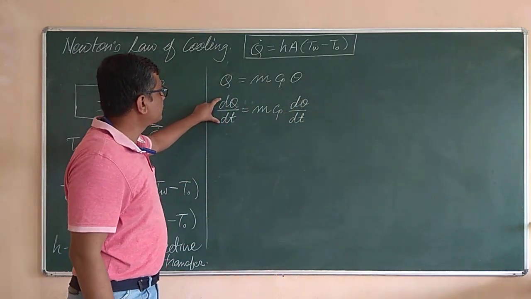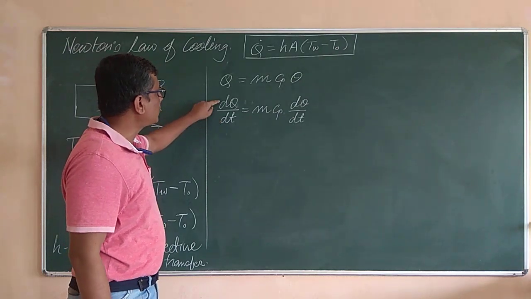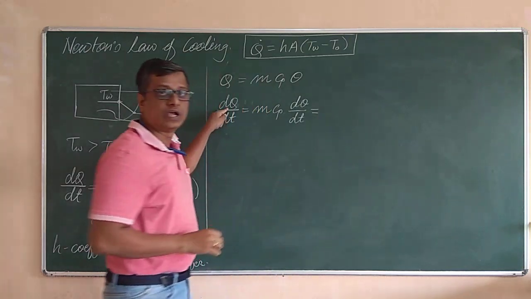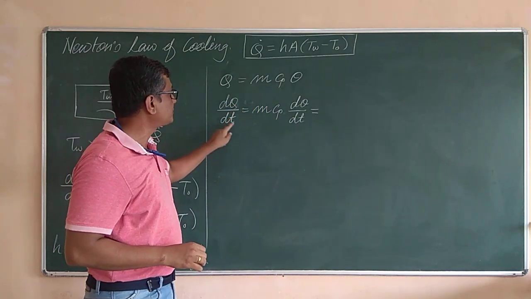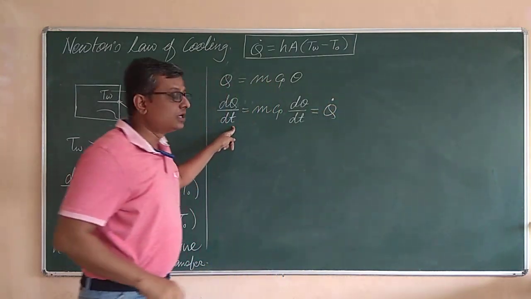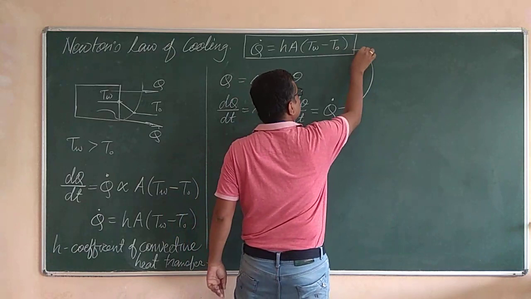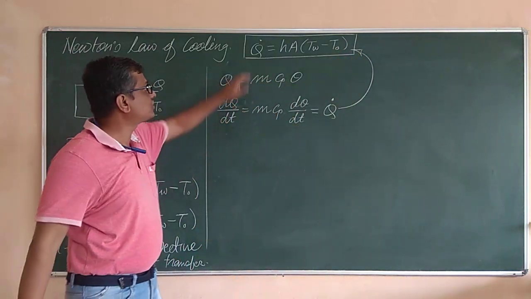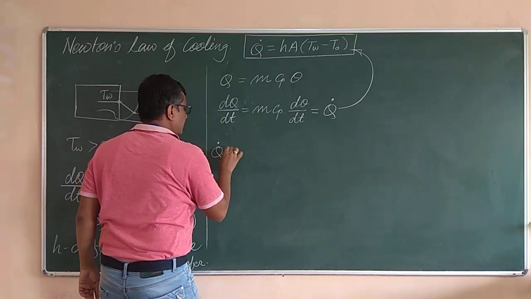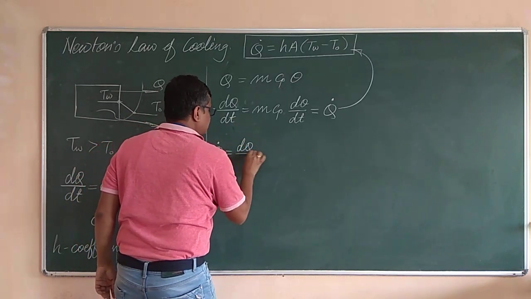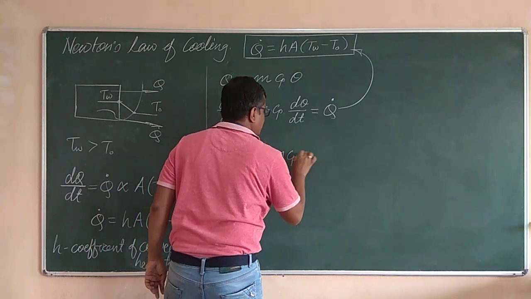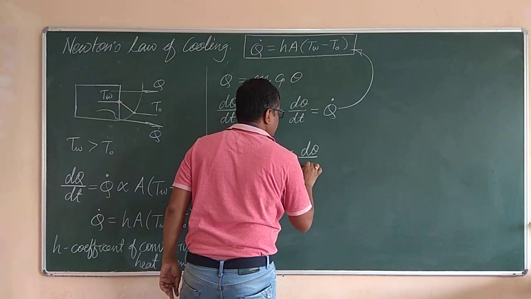I'm having this equation dQ by dt. What does it mean, dQ by dt? dQ by dt is the rate of transfer of heat energy with respect to time, and we have already labeled it as Q dot, that is heat transfer rate. Now if I put this value of Q dot into this equation, since that is also the equation of rate of transfer of heat, I can write Q dot equals dQ by dt, and that is equal to m Cp into d theta by dt.